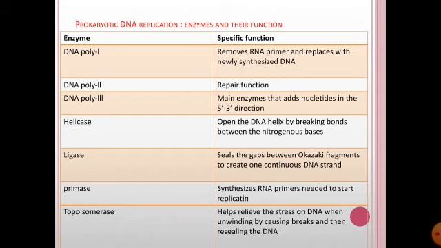Then ligase seals the Okazaki fragments, and primase is needed to start the replication. And last is topoisomerase, which deals with the formation of coils, or the unwinding and breaking of the molecules, so that they are separated, releasing the tension on the DNA molecules.